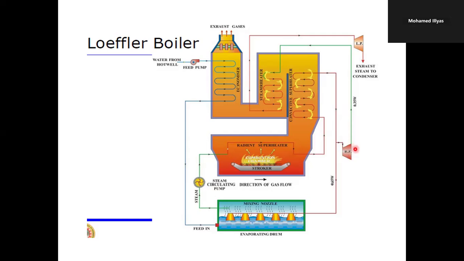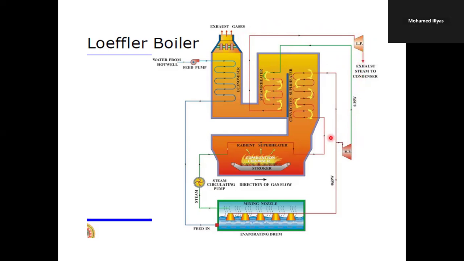After expansion, the expanded steam will be supplied to the steam reheater. So we reheat the steam by using the heat available in the hot gases. So we increase the enthalpy of the steam and further it is expanded in the low pressure turbine to produce power. And the expanded steam is supplied to the condenser.